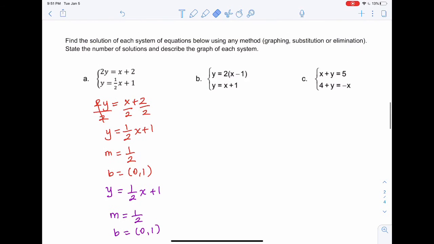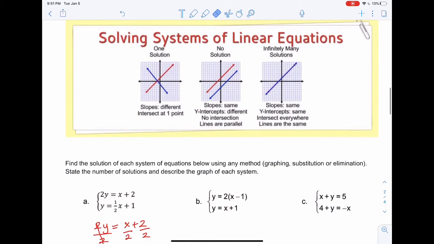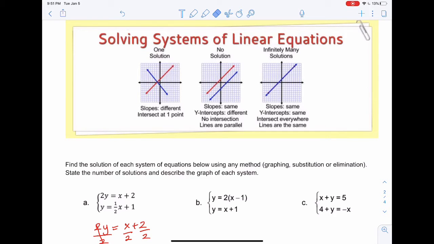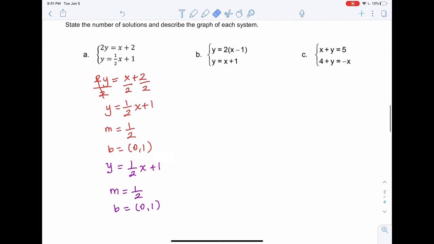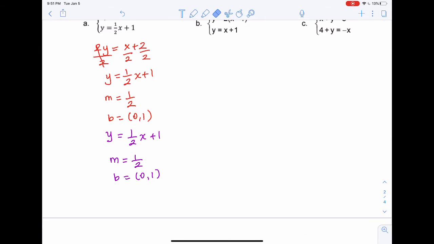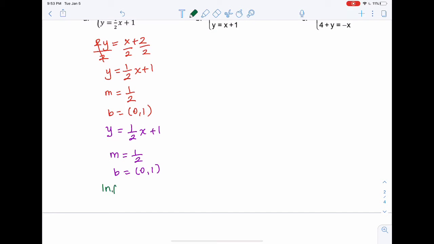So let's go back to the figure. We have here, if two lines have the same slopes and same y-intercepts, they intersect everywhere. That means the lines are the same and they have infinitely many solutions. Then we don't need to graph them anymore. So we have infinitely many solutions here. And our lines are the same.